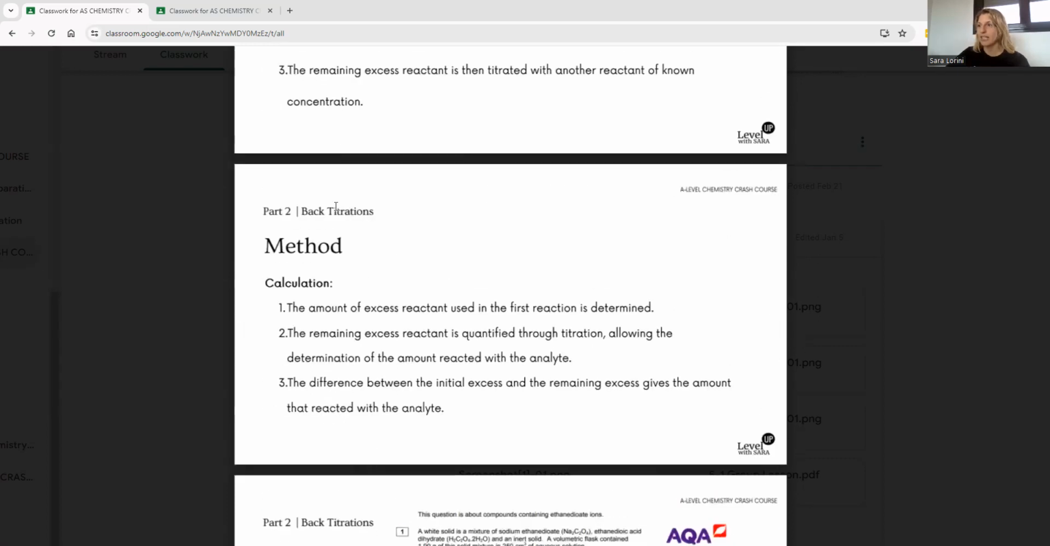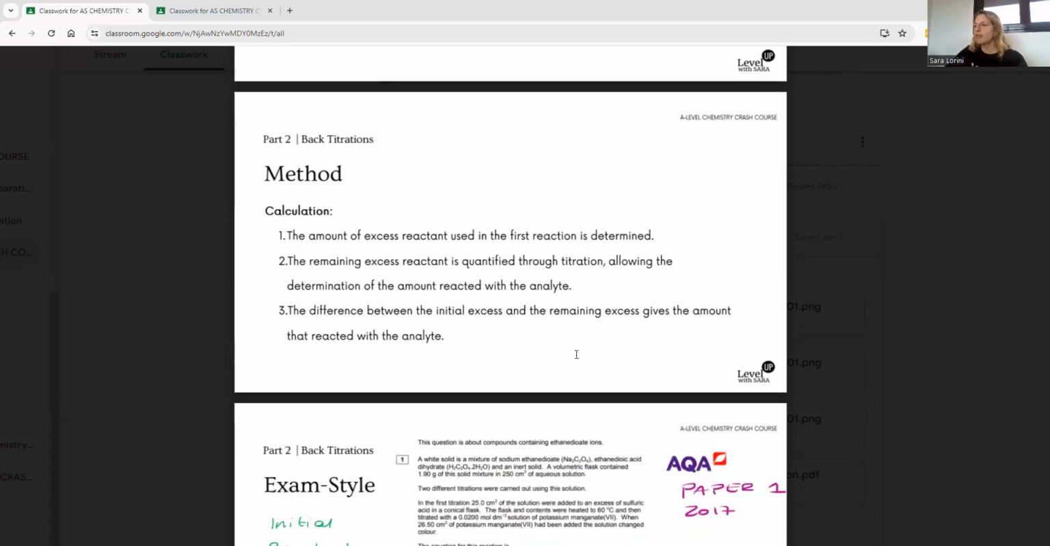Let's look in more detail at the calculation. The amount of excess reactant used in the first reaction is determined. I like to call it the initial. The remaining excess reactant is quantified through titration, and this will be the last reaction in the explanation, allowing the determination of the amount reacted with the analyte. So again, this all leads to finding the amount in excess. And then the difference between the initial and the excess gives you the amount of the analyte that reacted. So I want you to think about these three steps.